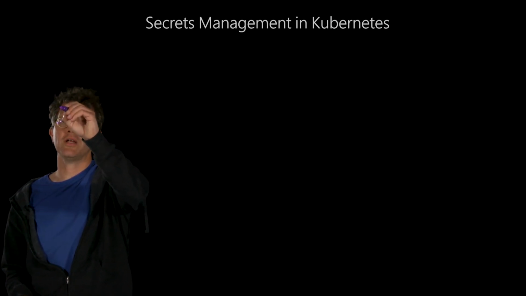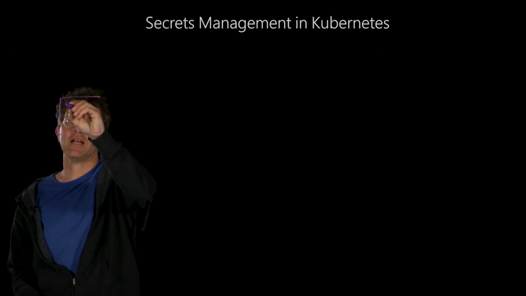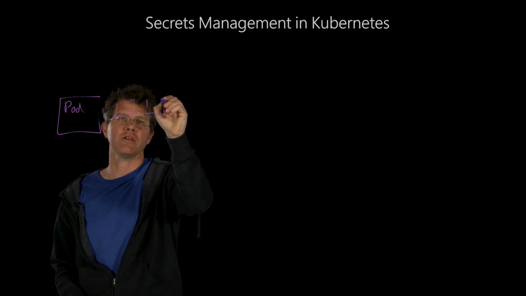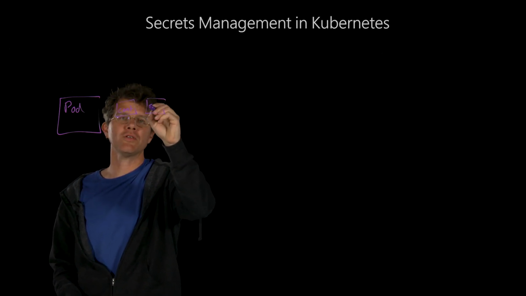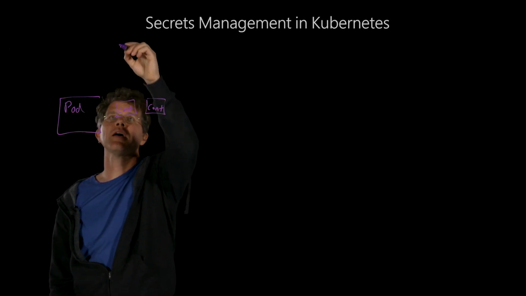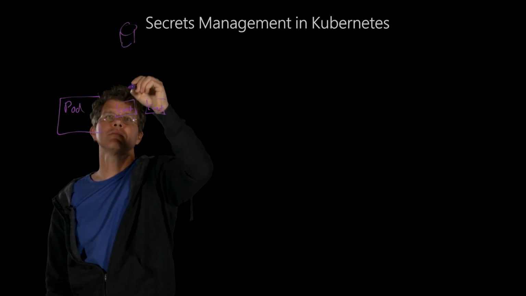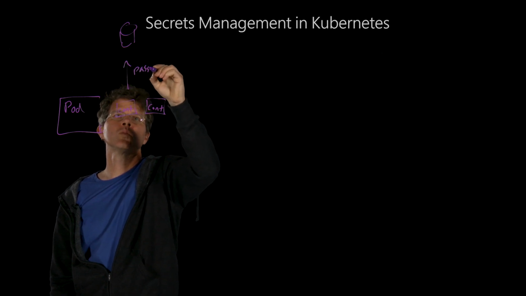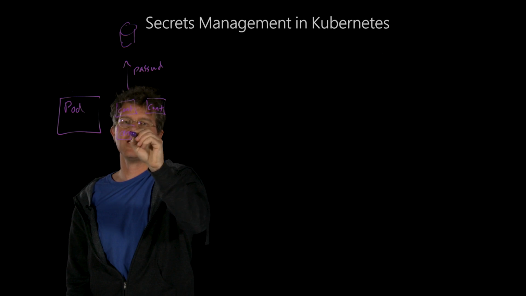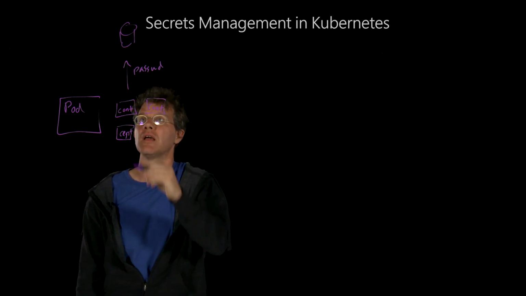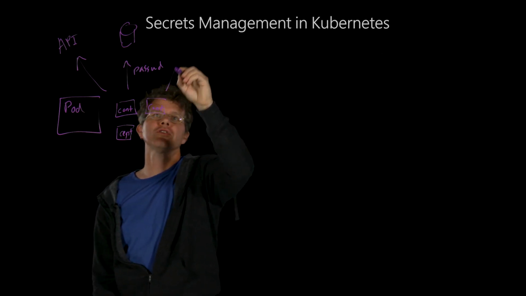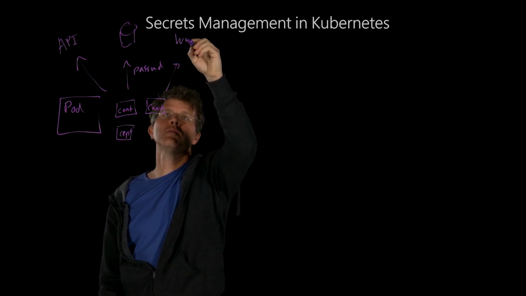Obviously, with Kubernetes, the fundamental unit of an application is a pod. That pod has multiple containers inside of it. But what happens when one of those containers needs access to a secret? Well, a secret could be something like a password to a database, or it could be a certificate needed for accessing an API or for serving an application out onto the web.